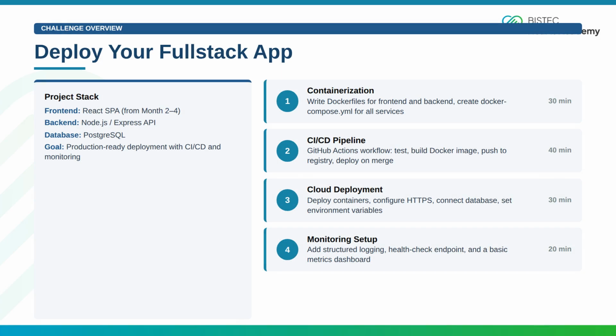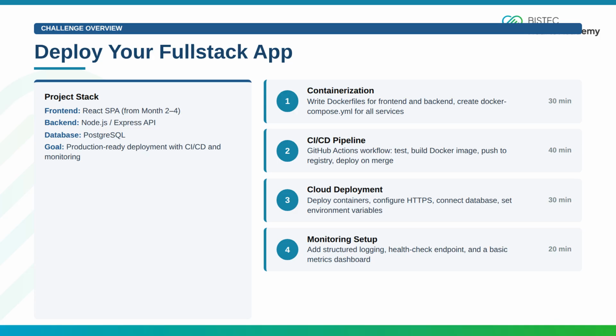Now it is time to build. The challenge is to deploy your full-stack API, the one you have been building across months 2 through 4, to a real cloud environment with a working CI/CD pipeline and monitoring. The stack is a React frontend, a Node.js Express backend, and a PostgreSQL database. The challenge has 4 parts.